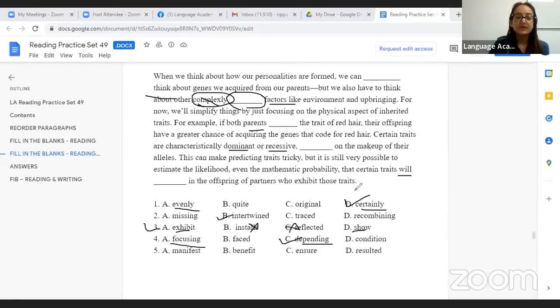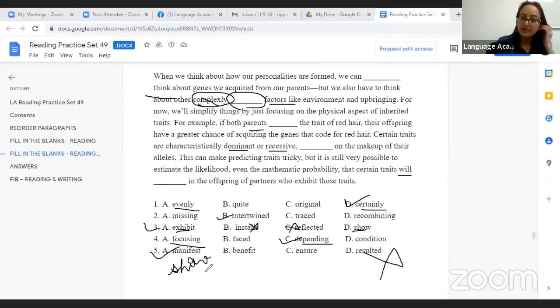After will comes first form of verb, so we can first of all eliminate ed because will is a modal, and with all modals come first form of verb without s. So certain traits will ensure in the offspring, certain traits will benefit in the offspring, or the certain traits will manifest in the offspring. So manifest is the right answer because manifest also means show. Certain traits will show in the offspring of partners who exhibit those traits.